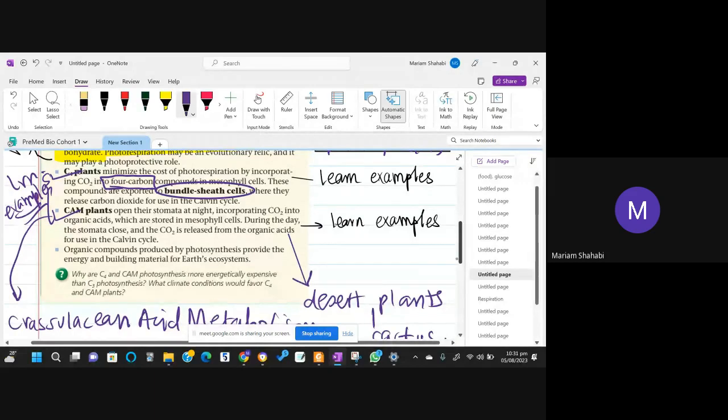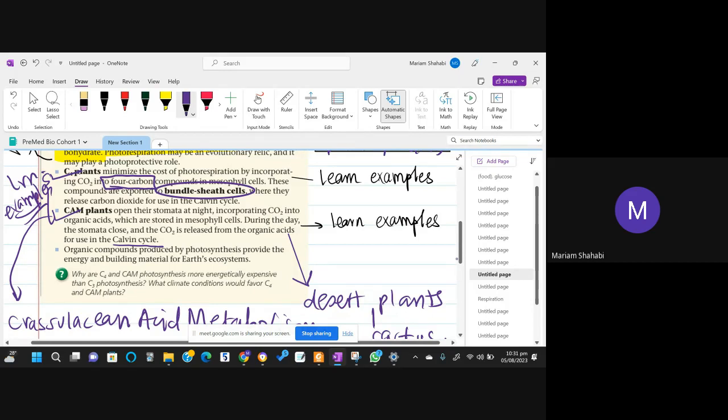So what they do is कि they open their stomata at night. ये दिन में खोलते ही नहीं है. And then they incorporate CO2 into organic acids, which are stored in mesophyll cells. During the day, the stomata close, and the CO2 is released from the organic acids for use in the Calvin cycle. यहाँ पे bundle sheath cells का कोई चक्कर नहीं है.